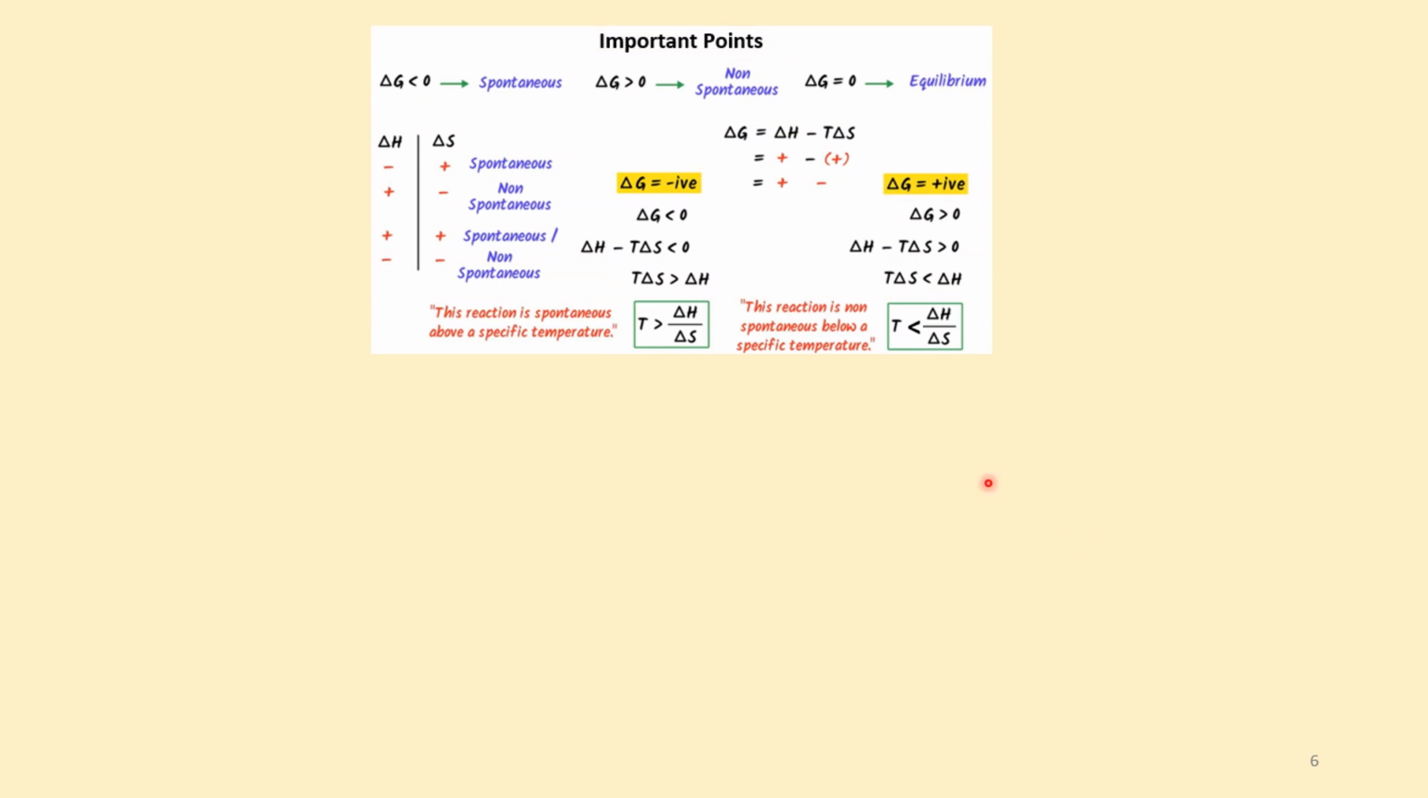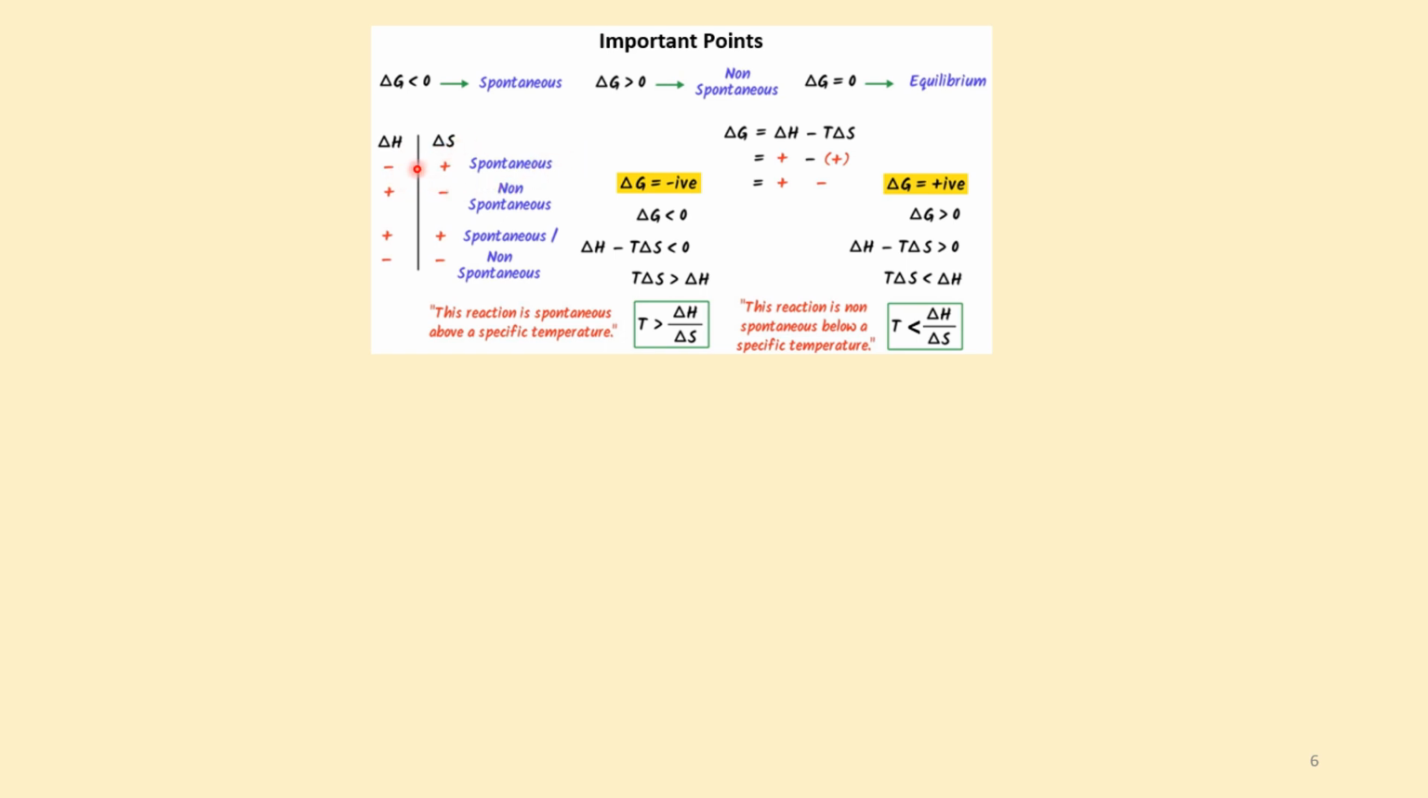So these important points are repeated once again on the chart shown on the screen. Delta G less than 0, it is spontaneous. Delta G greater than 0, non-spontaneous. And delta G equal to 0 is equilibrium. Similarly, we can write a chart for delta H, delta S and delta G.